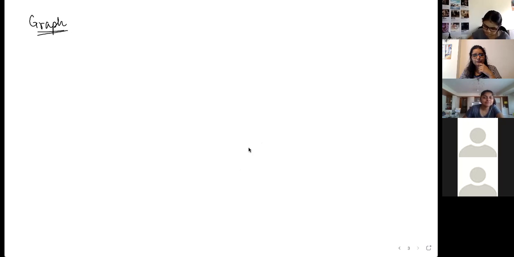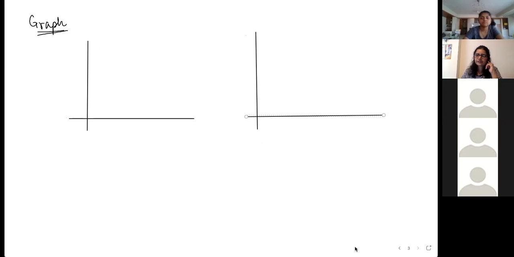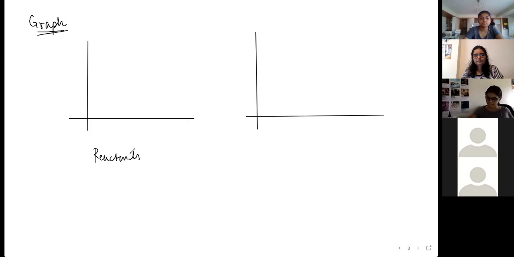Now, because you can detect either the reactant or the product, we have two graphs, one for the reactants and one for the products, because what is happening to reactants and products is completely different. Reactants are decreasing, products are increasing. So the first graph, we measure in terms of the reactants, and this one, let's say we measure in terms of the products.